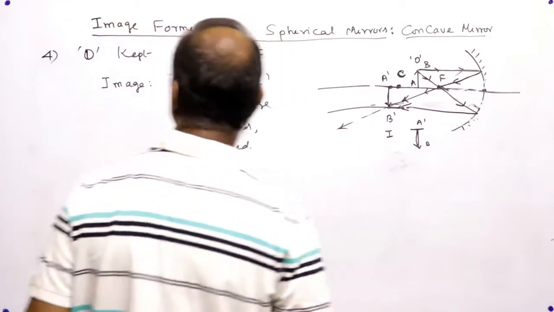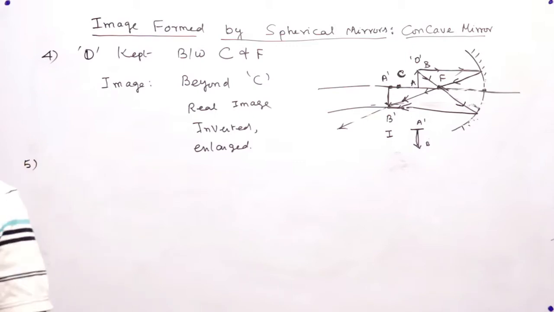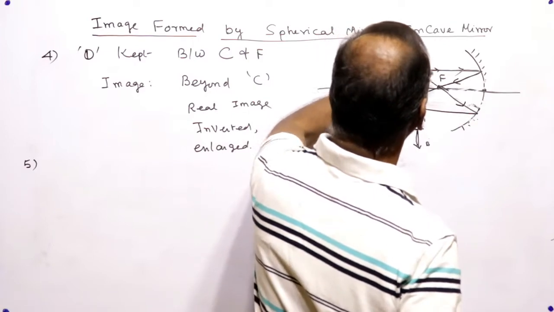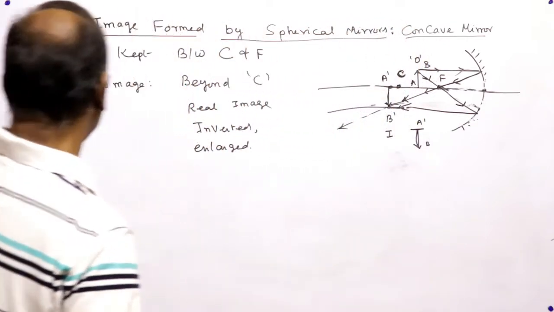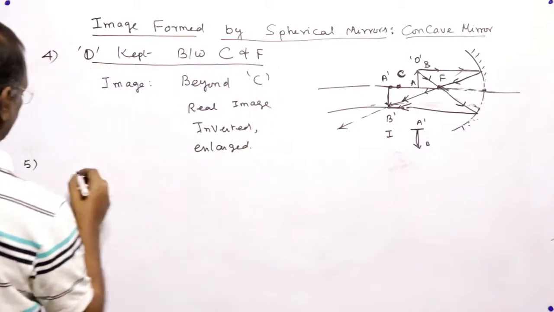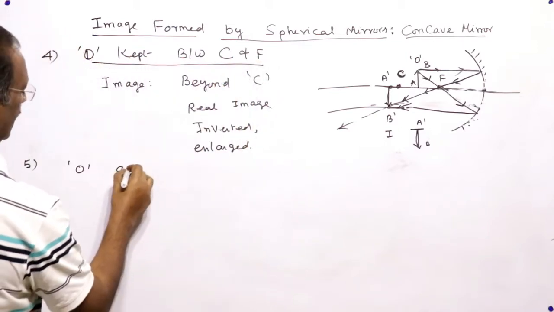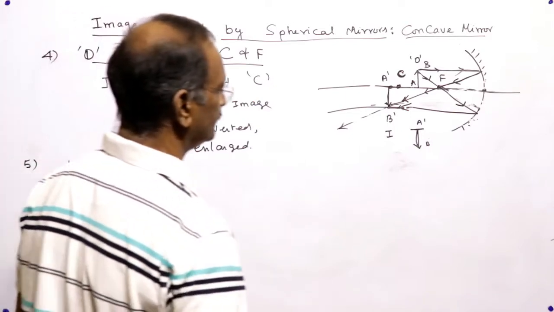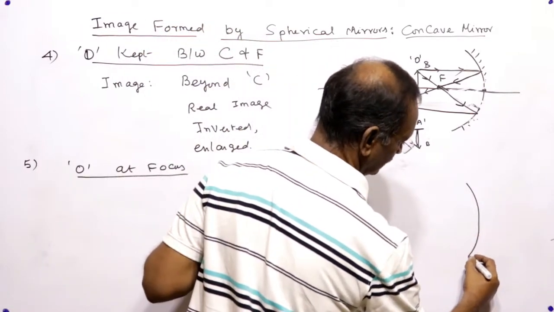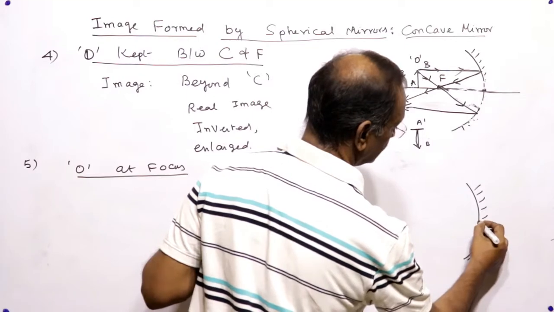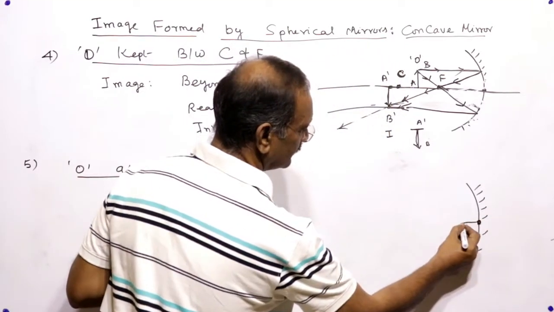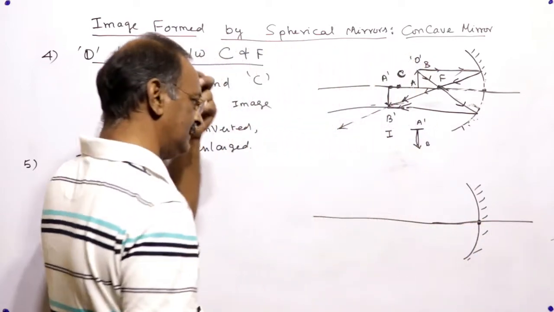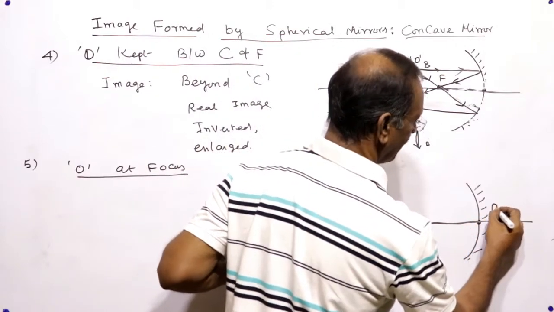Now next is case number 5. We have come from infinity, beyond C, at C, between C and F. Now we will keep the object at the focal point, when the object is kept at focus. So we'll draw the diagram here. This is the focus, this is the concave mirror, this is the pole. Assume it is a straight line. So this is the principal axis, and this is the pole of the mirror.